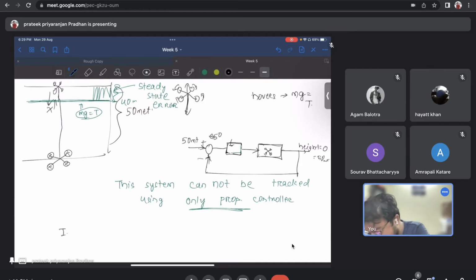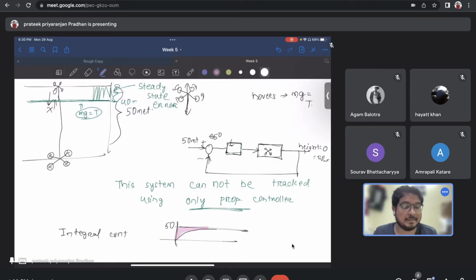But the integral controller integrates all the past error. Suppose, to reach 50, my drone flew like this. This red part is the error, and all of it is being integrated. That's why when the drone reaches 50 meters, the proportional controller says, look, I am getting no error, so I can't give any more input. But the integral controller says, I have integrated all the past error, all the history is with me. So all the error from the past gives a positive value, and it will give some input.